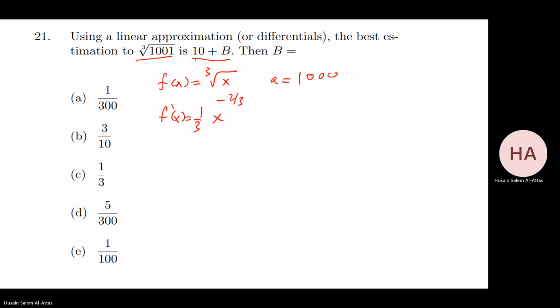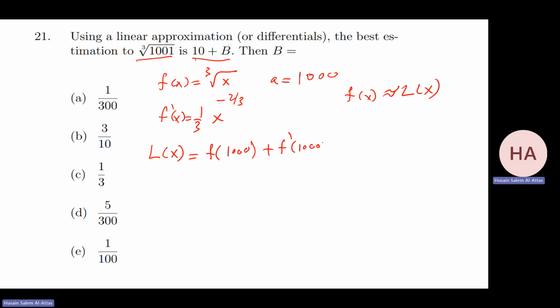Okay. Now find L of x. Then I will approximate f of x using L of x. L of x will be f of a, f of 1000, or you can use the differential, it's up to you, plus f prime of 1000 times x minus 1000. That will be f of 1000 is 10 plus f prime of 1000. That will be 1 over 3, 1000 cubed root is 10, so 1 over 10 squared, which is 100, times x minus 1000. This is L of x.